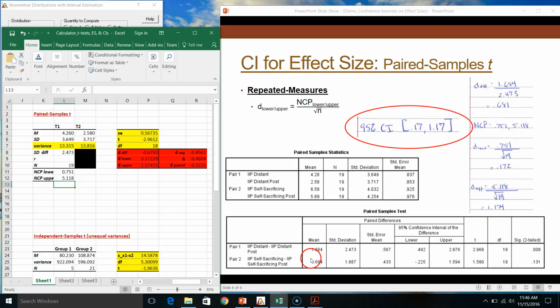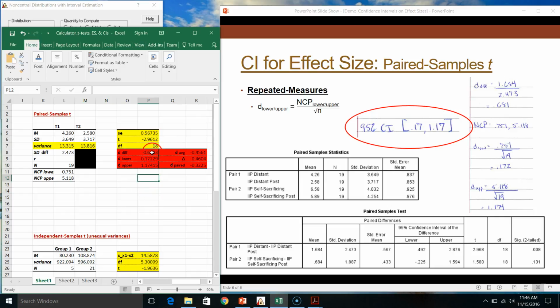We had SPSS calculate this. Our mean difference is 1.684 versus 1.68, which is fine. But we ended up with our effect size using our difference score of 0.68, so that's looking pretty good. Our lower bound 0.17, upper bound 1.17, so everything's looking good.